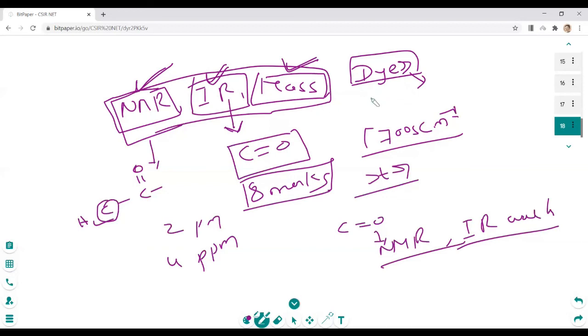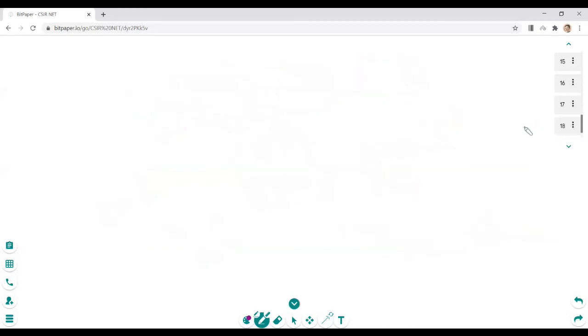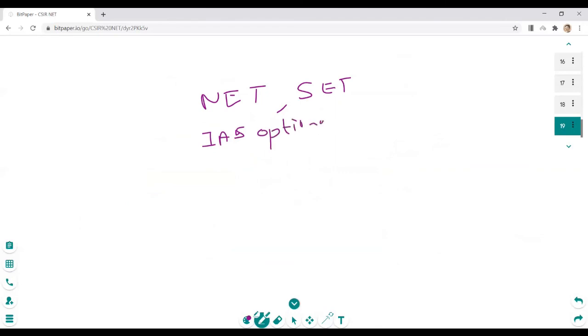You can download the problems. You can get real-time problems in NET papers or your state-level SET papers. If you want something a little more difficult, go for the IAS optionals, the chemistry optional papers in IAS, or any state-level entrances. You may think IAS has nothing to do with it. Yes, it's nothing to do with your chemistry, but the questions they set in the chemistry optional are quite worth solving.